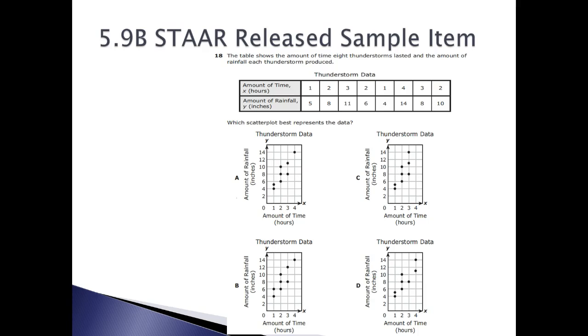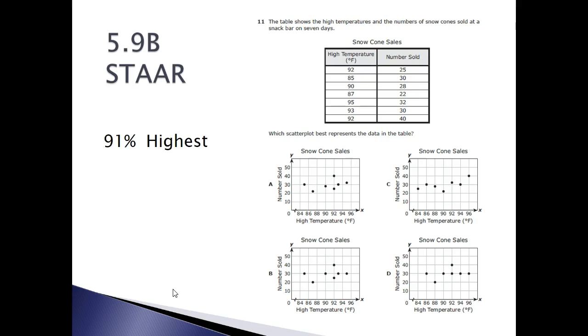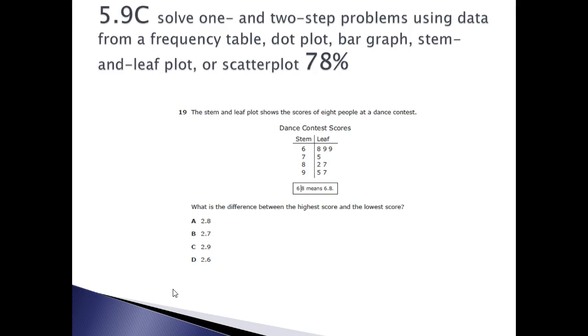5.9b there was a sample item. Notice the kids actually did very well on this because they can represent data very well. Notice this one was our very highest scoring item. Here they had a little bit more difficulty because there's another step. They had to talk about the difference between the highest score and the lowest score.